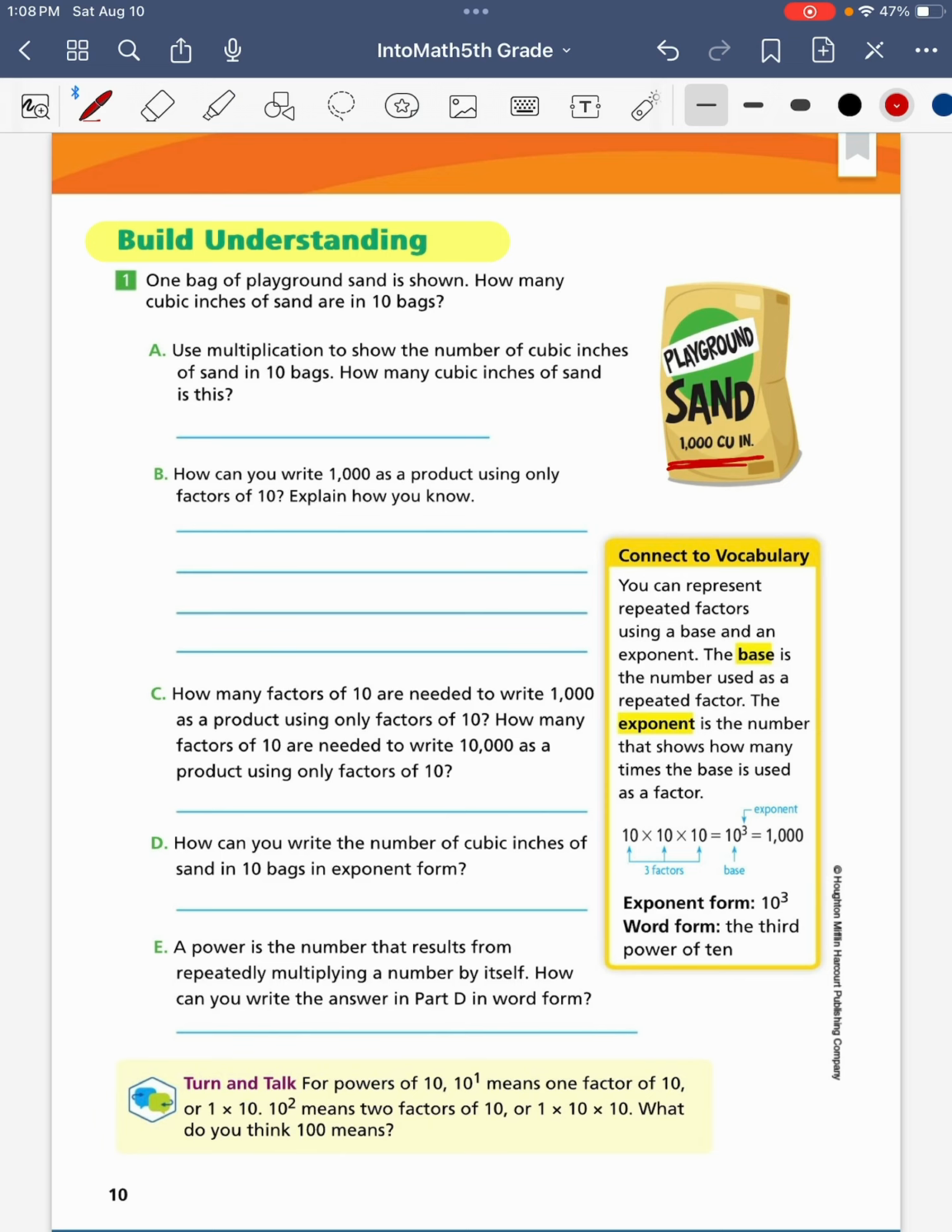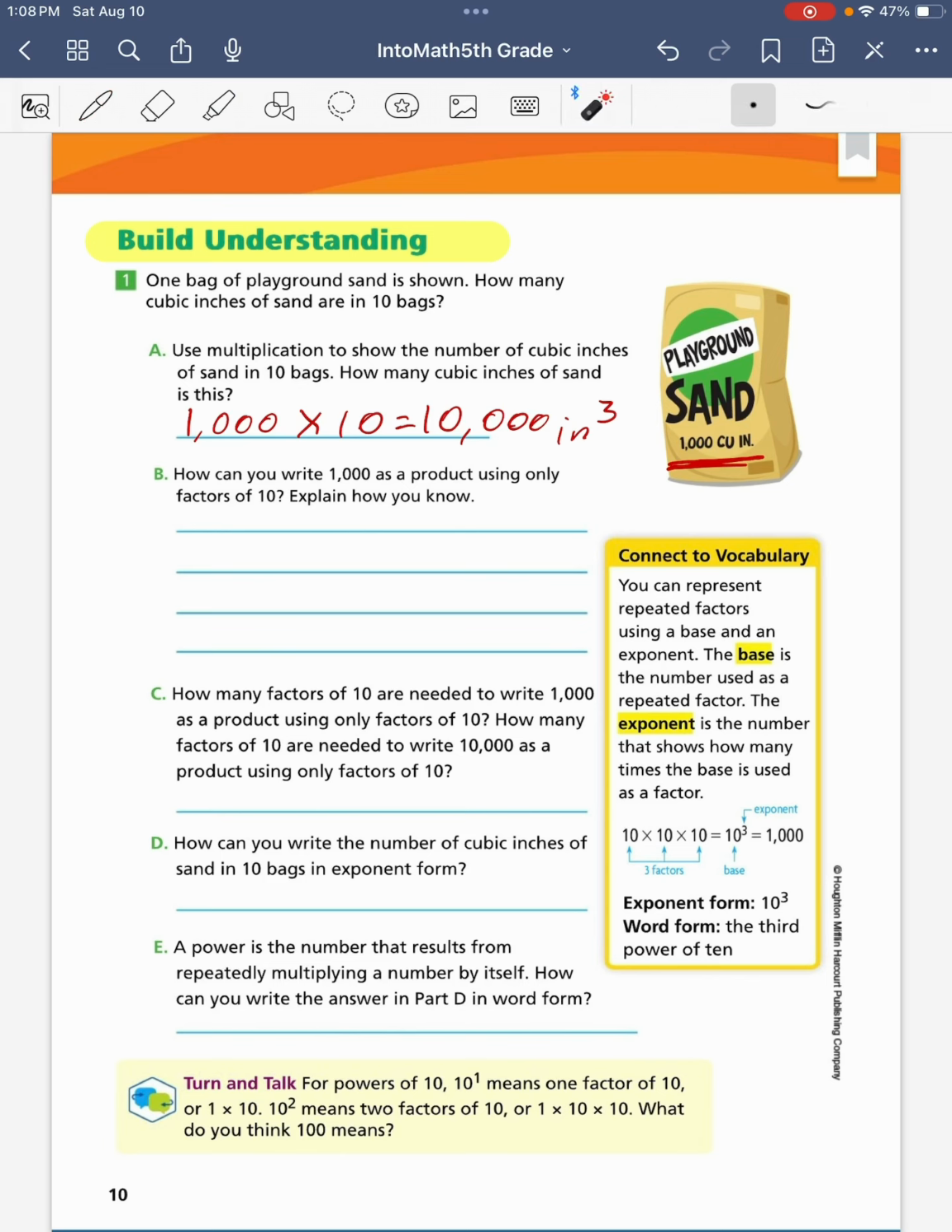One bag of sand contains 1,000 cubic inches of sand. If I multiply this times 10, I find that my total value is 10,000 cubic inches of sand. I can either write my units as CUIN or IN with an exponent of 3 to show cubic inches.